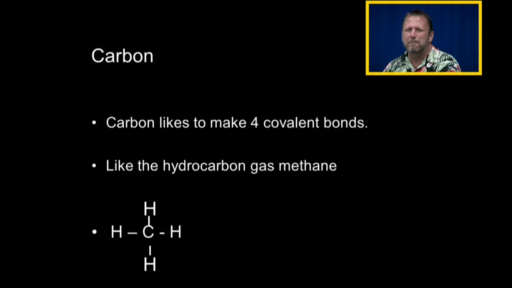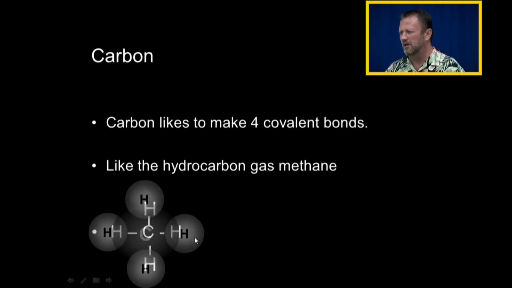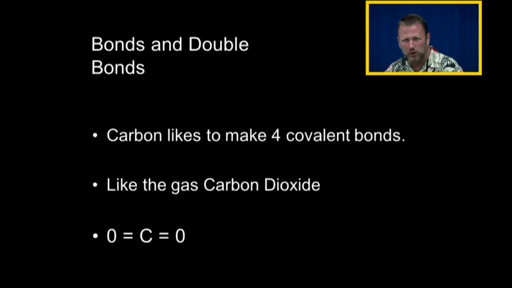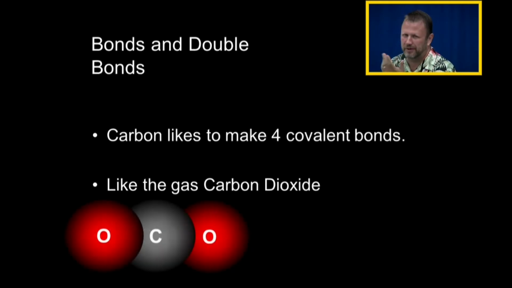Like the hydrogen gas methane, here's methane. Notice the carbon is making 4 covalent bonds. Each of those lines are little covalent bonds. Notice each hydrogen is making 1 covalent bond, just like a little building set. Right? So there's my methane gas, my methane molecule. Here's the gas carbon dioxide. Notice the carbon is making 4 covalent bonds. Notice each oxygen is making 2 covalent bonds. CO2, carbon di-oxide. So there's my carbon dioxide molecule.